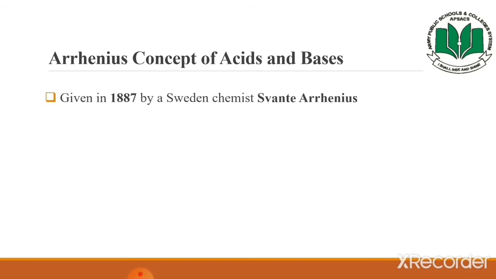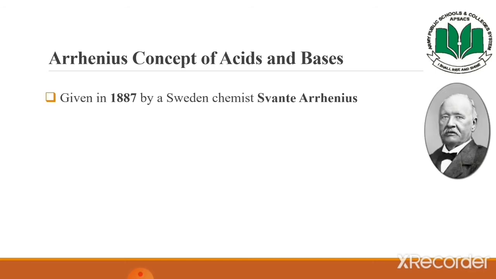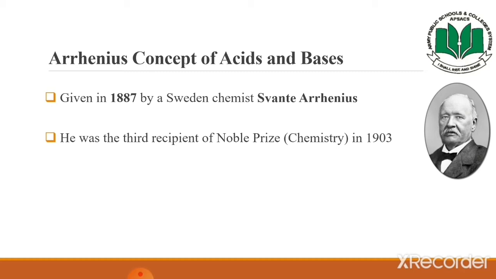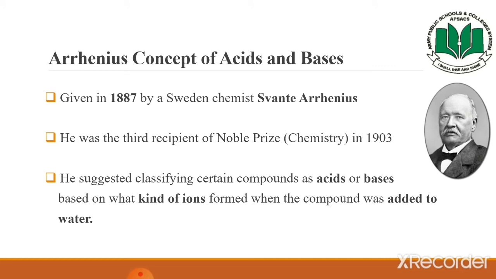This theory was given in 1887 by a Swedish chemist named Svante Arrhenius. He was the 3rd recipient of the Nobel Prize in Chemistry in 1903. He suggested classifying certain compounds as acids or bases based on what kind of ions were formed when the compound was added to water.